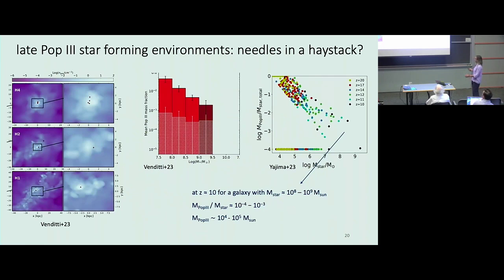The red dot shows you the position of these pockets of Pop III star forming regions, and the mass fraction as a function of the host stellar mass at redshift 10-ish compared to what is predicted by other similar simulations by Kajima and collaborators show that the Pop III mass fraction is very small, but you may expect these pockets of Pop III star forming regions being powered by 10 to the 4, 10 to the 5 solar masses of stars. And so now the question is, do we think that we can detect these?